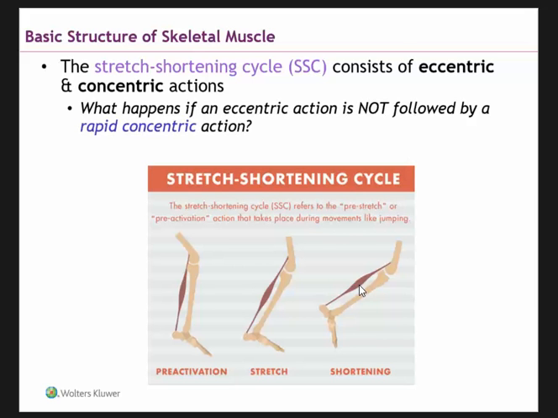Think about a rubber band. When we stretch a rubber band, it snaps back. But think about if we stretch the rubber band and we just hold it there, it may lose elasticity. That's kind of how our muscles are.